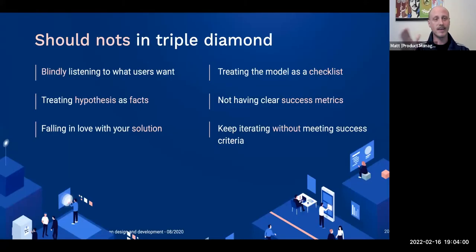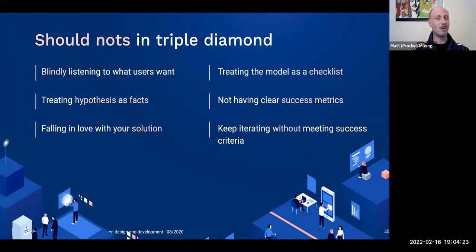Here are the should-nots, or the problems and mistakes we made in that process. One thing was that we blindly listened to what users wanted and focused a lot on the output versus the outcome. We didn't ask why they need it, what's going to change in their life, what's the context of the need.